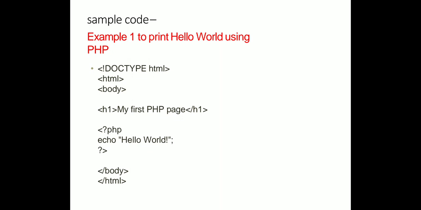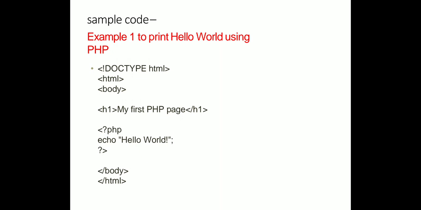Firstly, we start with the doctype HTML, which is the basic syntax we have already seen while coding HTML. So doctype HTML will start our code block. Then, within tags, we start the HTML body tag and an h1 heading, my first PHP page, and close the h1 heading with /h1.